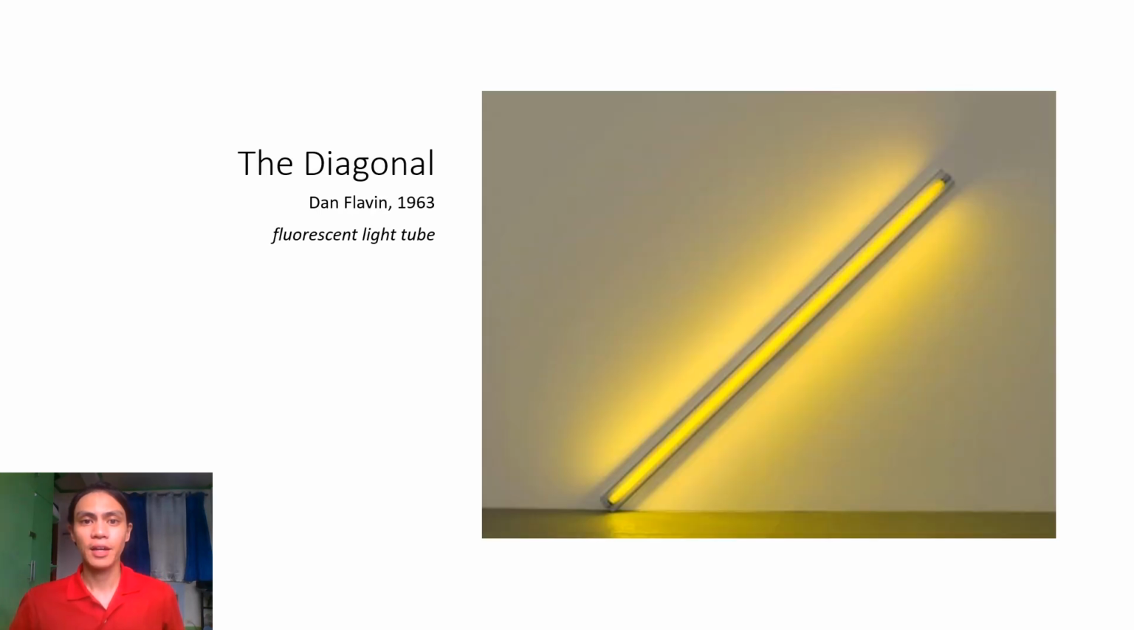In contrast to Judd's material focus, Dan Flavin explored light as his medium. His The Diagonal in 1963 utilizes commercially available fluorescent tubes, positioned diagonally to illuminate the space. This illustrates Flavin's signature approach, using light to transform and interact with the surrounding environment.